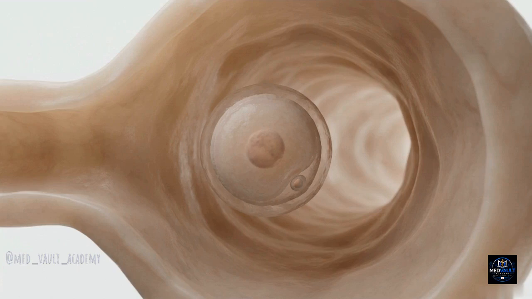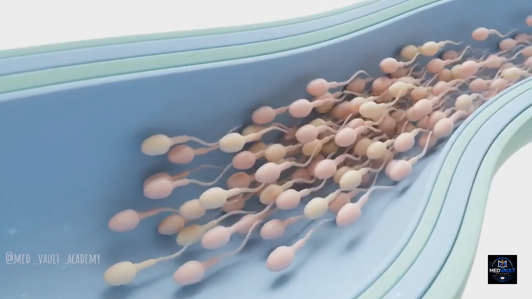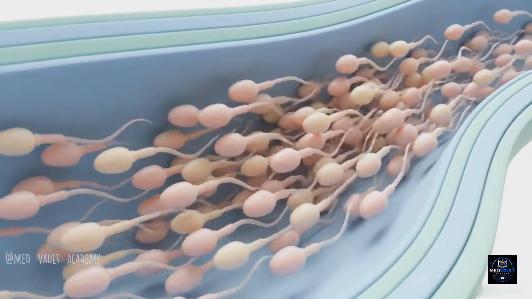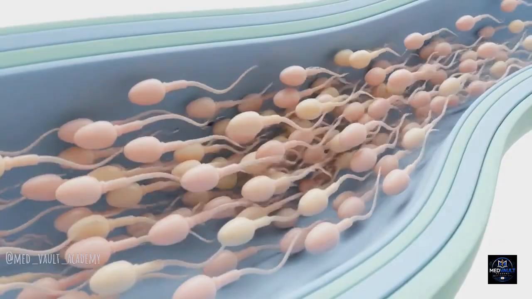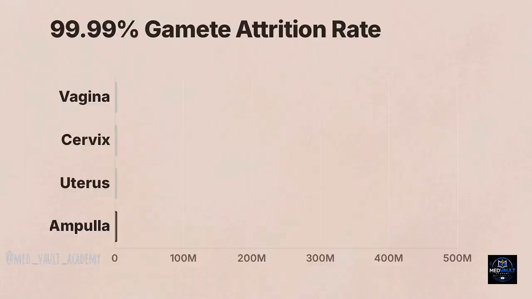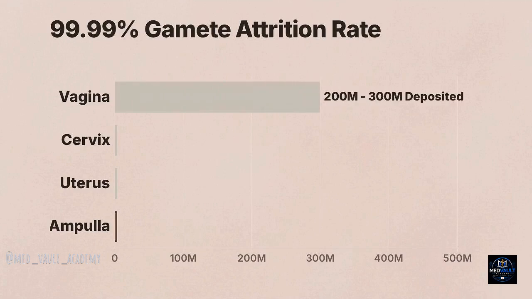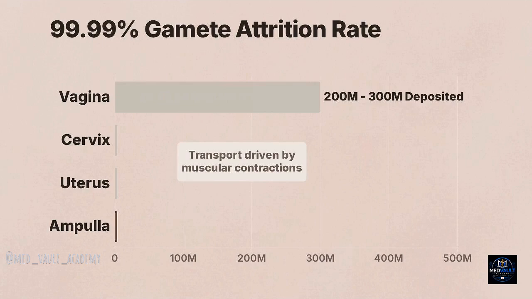The reproductive tract has now positioned a fortified, mature gamete in the ampulla, establishing the window for the arrival of the male gamete. While the oocyte waits in the ampulla, the male gametes begin their own parallel journey through the reproductive tract. This chart maps the population attrition. The journey begins with the deposit of approximately 200 to 300 million spermatozoa. Most of this transport is actually driven by muscular contractions of the uterus and uterine tube, rather than swimming motion.